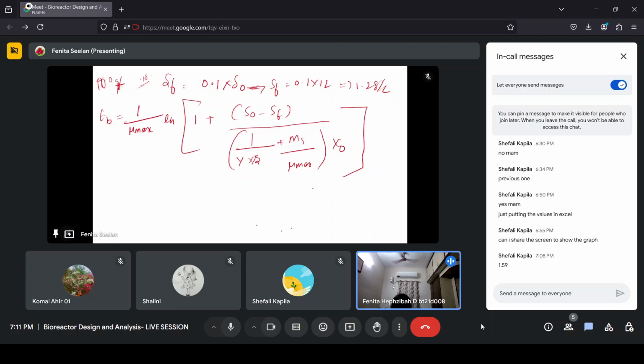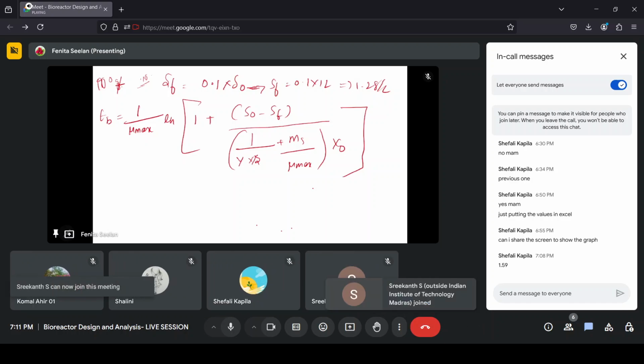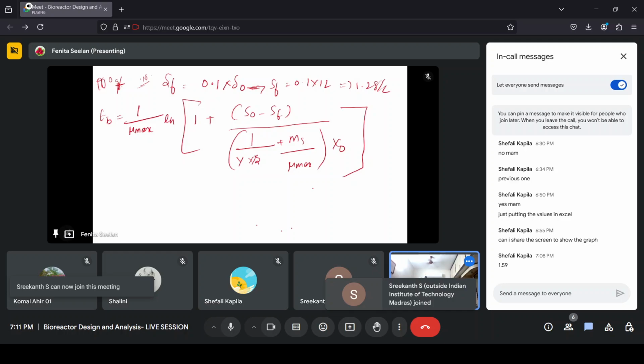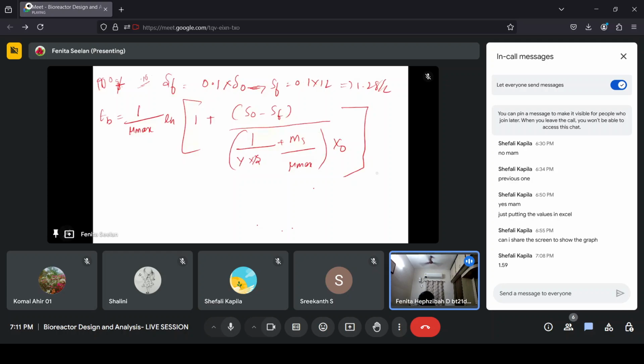So here in this equation, there is no product formed which is directly linked to the energy metabolism. So the QP term which comes with the equation will get cancelled. That's why I have not included the product term here. Okay.